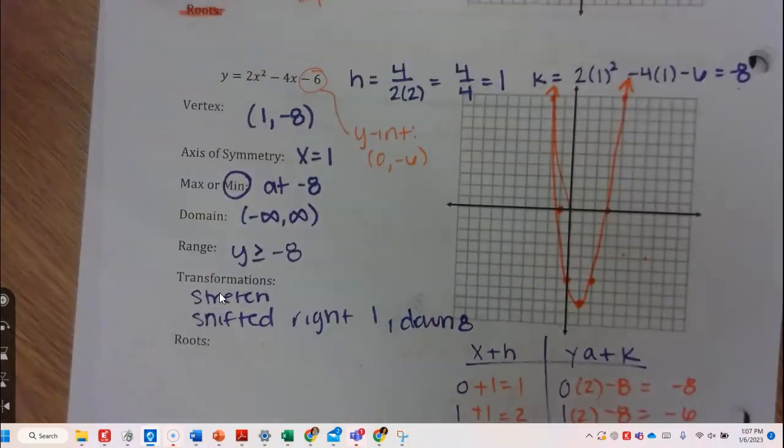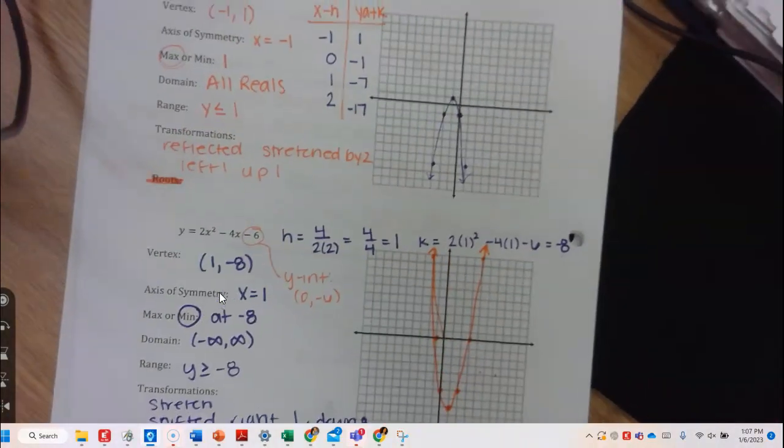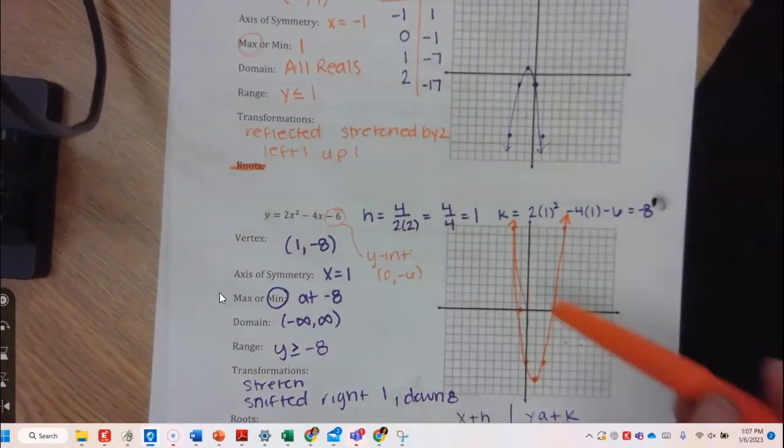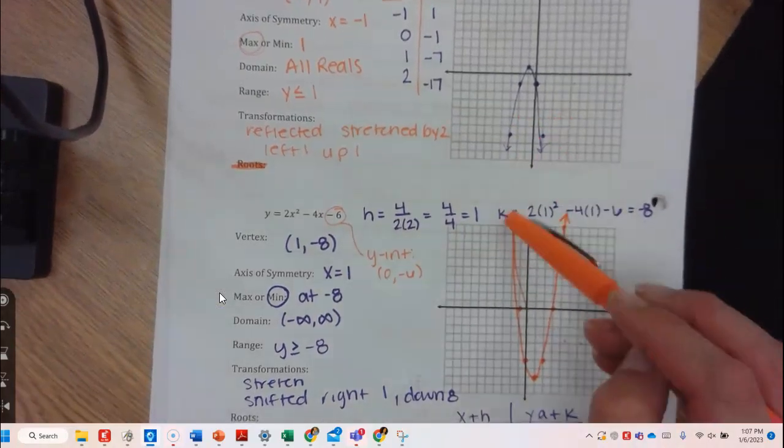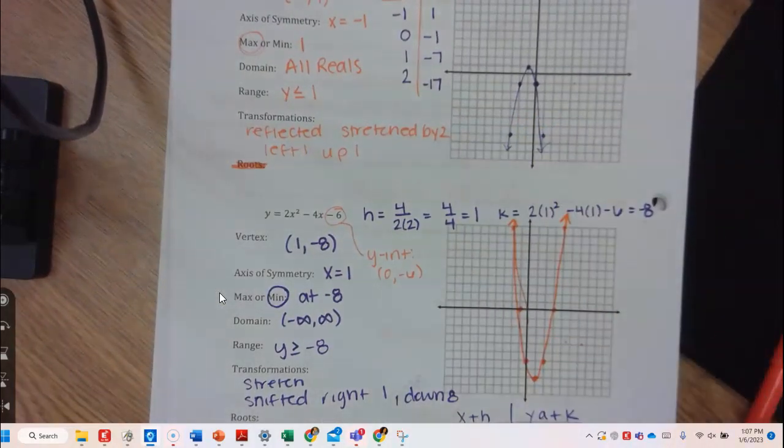So you can see your graph is stretched in both those examples. The stretching is the same. They're both by 2, so they're more narrow than the parent function.